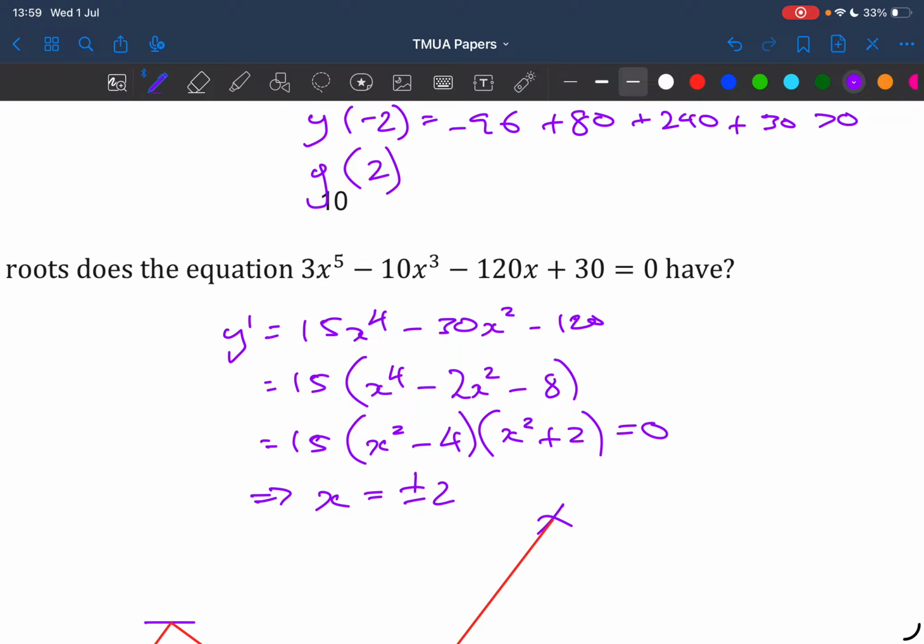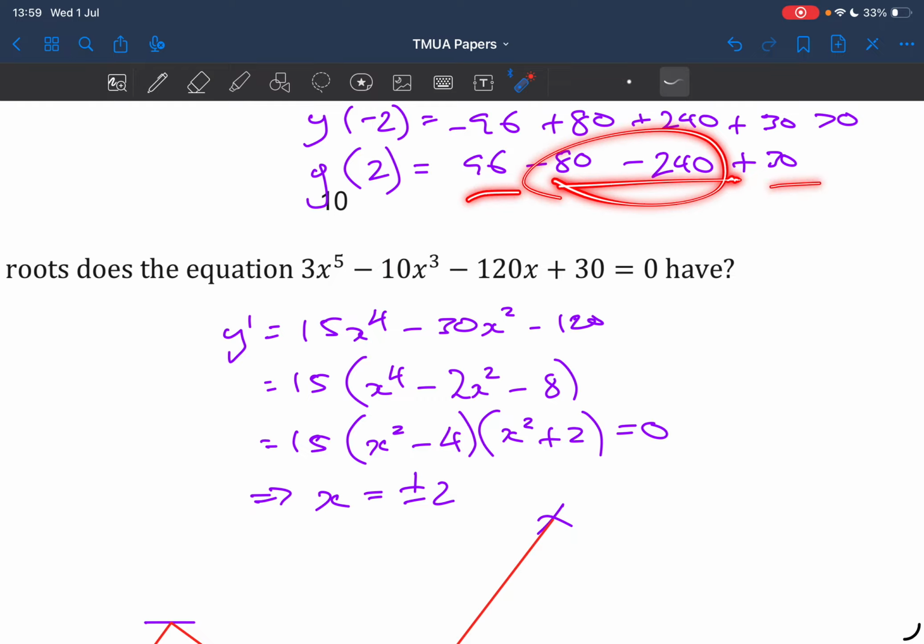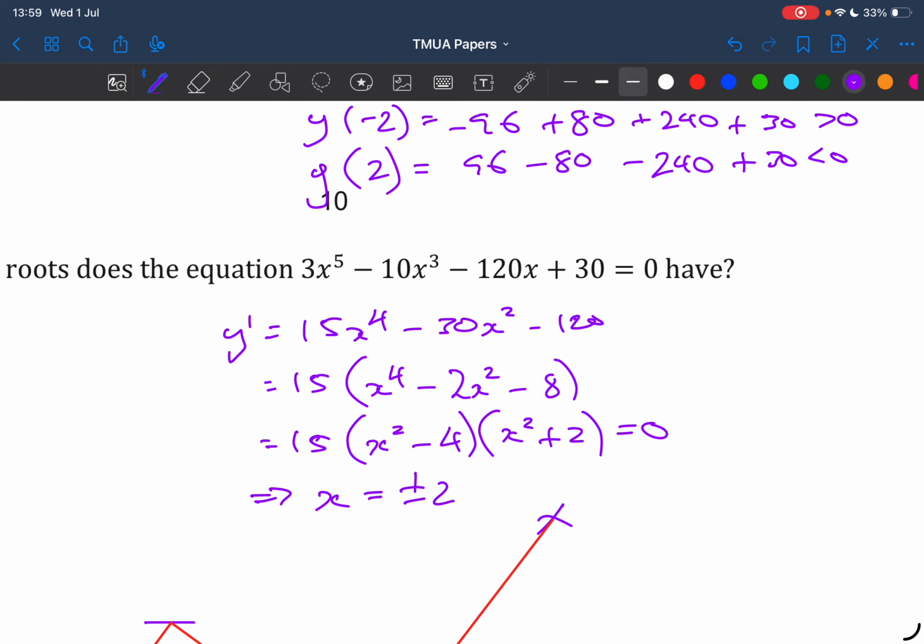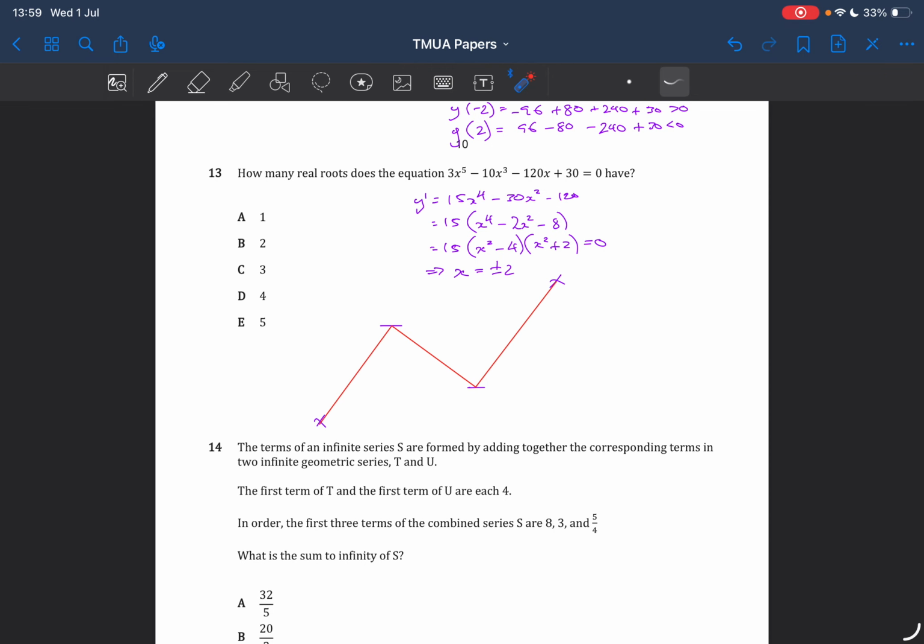Let's do the positive 2 now. I will get now just positive 96. I'll get negative 80. I'll get negative 240. No, sorry. Yeah, 240. And positive 30. That clearly is going to be negative. Like those two together are 320. They're not. So this one is negative. This one is positive.